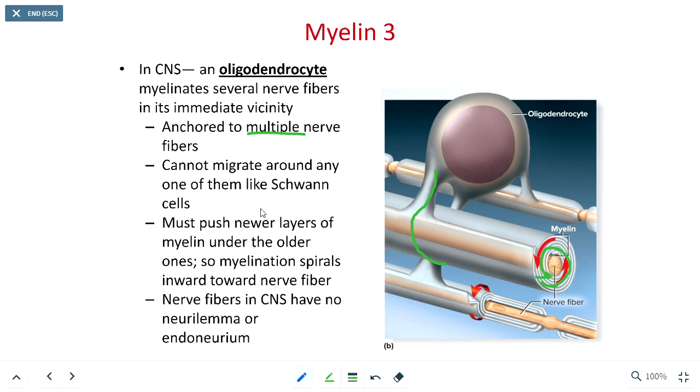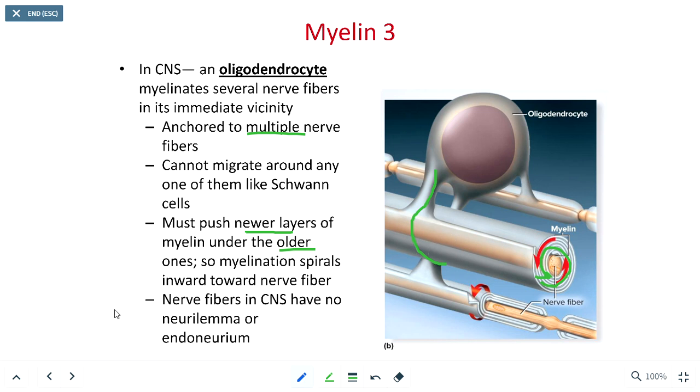It's also worth emphasizing that the oligodendrocytes cannot migrate around nerve fibers. They can't move around. They're pretty stationary due to the fact that they have multiple attachment points to multiple nerve fibers. And as we're looking at this process of myelinization with an oligodendrocyte, they typically are going to have to push new layers of myelin under the older layers of myelin. So as we're looking at this process, myelinization spirals inward with the oligodendrocyte as opposed to spiraling outward with the Schwann cell.